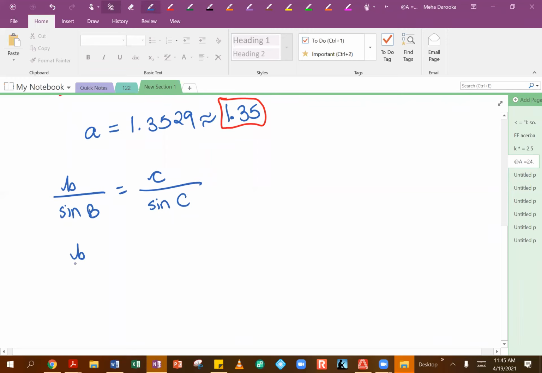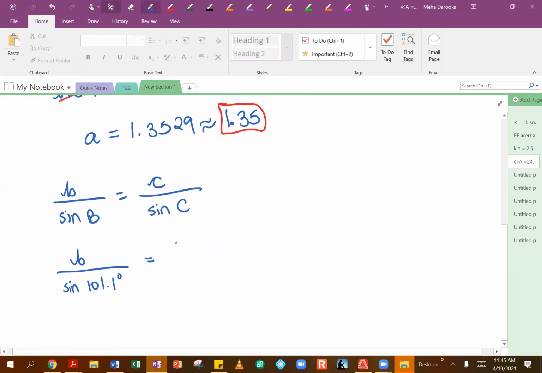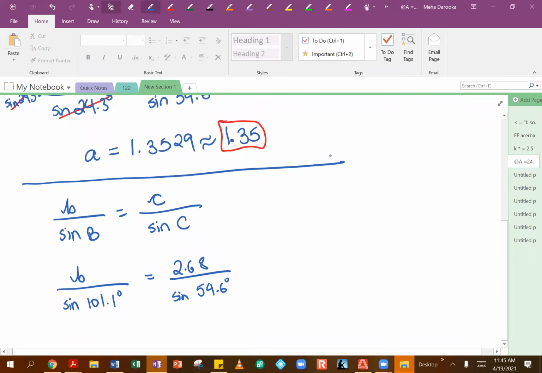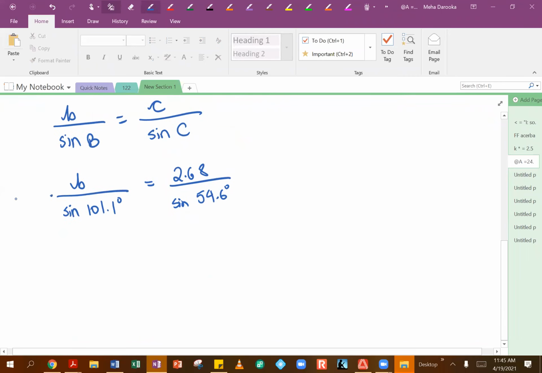So B is unknown. We just found angle B, which came out to be 101.1 degrees. Our side C is 2.68. And of course, our angle C was 54.6. So same calculation. This time we will end up multiplying both sides by sine of 101.1 degrees. And then again, if you can tell me what the side B calculation will come out to be.